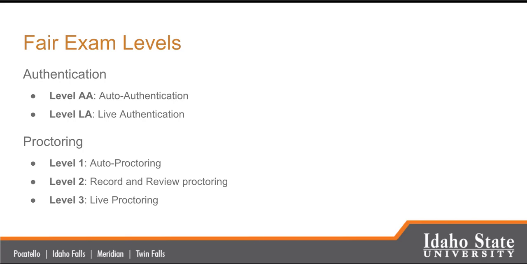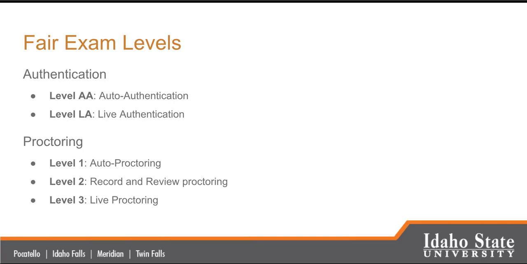When we get into discussing the differences in proctoring, we have Level 1, Auto Proctoring. After auto authentication is complete, Examity captures audio, motion, and system changes to identify inappropriate behaviors. Level 2, Record and Review Proctoring. After live authentication, each test is recorded from start to finish and is later viewed by a human in its entirety to ensure that no rules have been violated. Live Proctoring, which is Level 3. After live authentication, Examity monitors the test taker's surroundings and entire desktop throughout the exam.